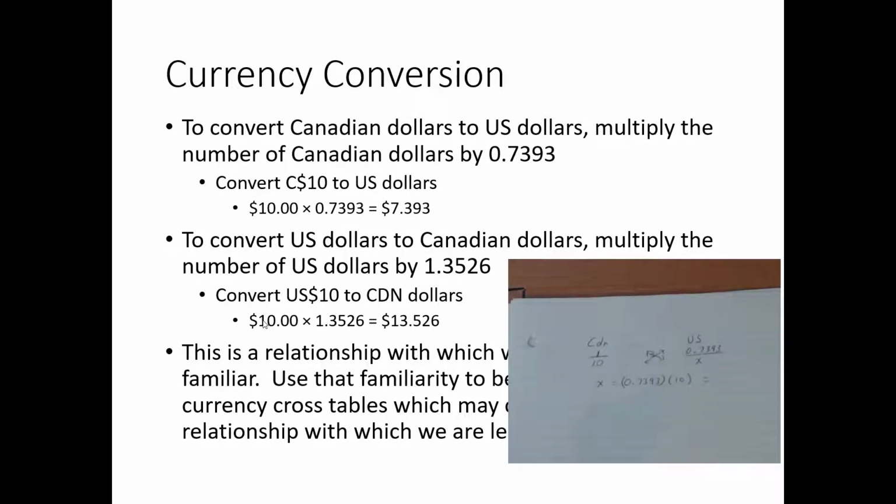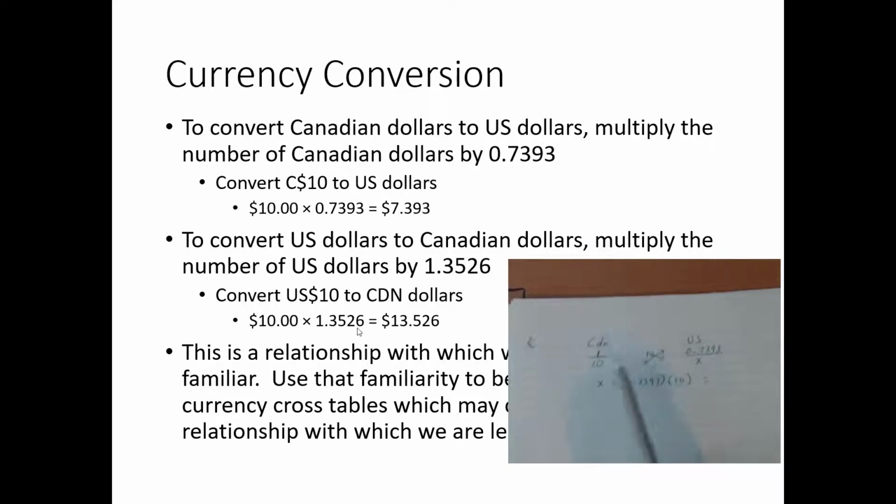I'm expecting that if I have $10 American, that's worth more than $10 Canadian. So that's my check on my answer. And so I look at my currency cross table, which we'll look at in a sec, or some reference sheet, and I take that $10 and multiply it by the $1.3526. Okay. Same kind of idea.